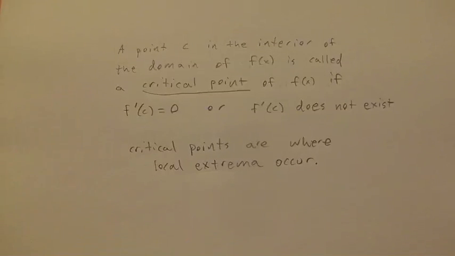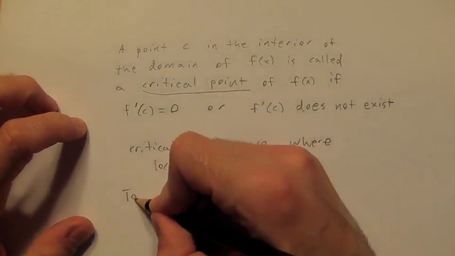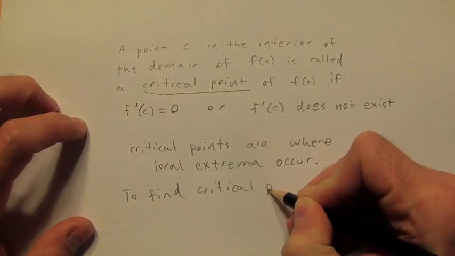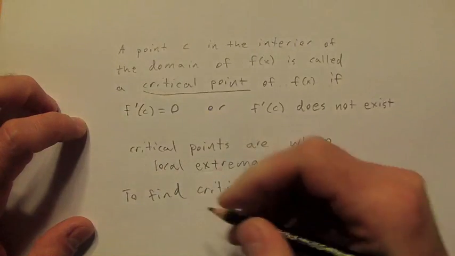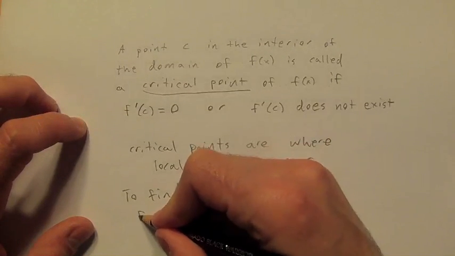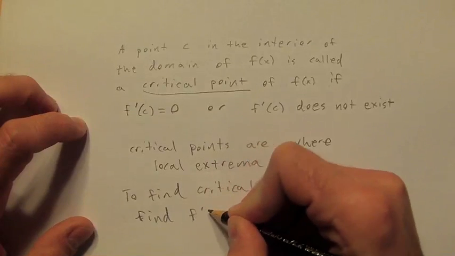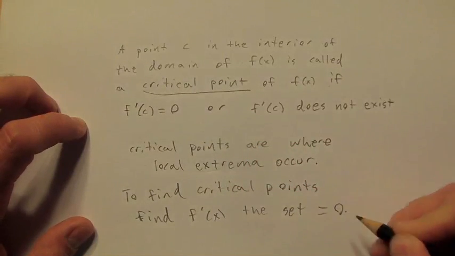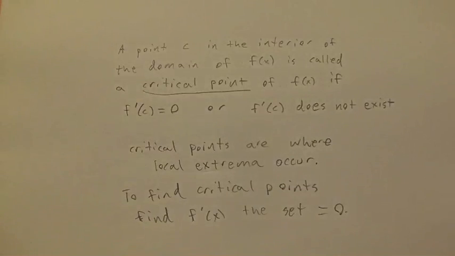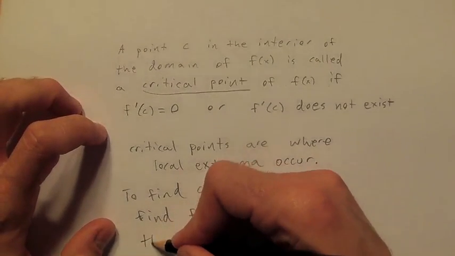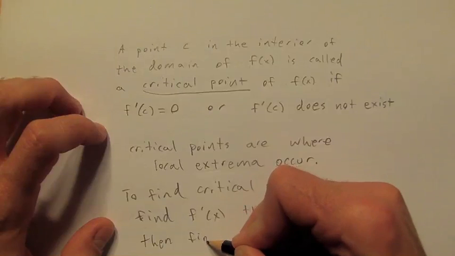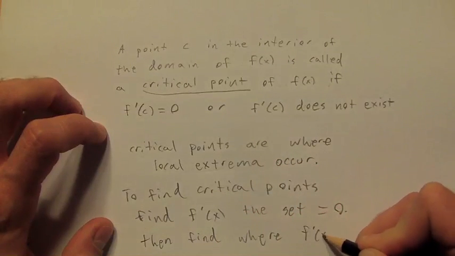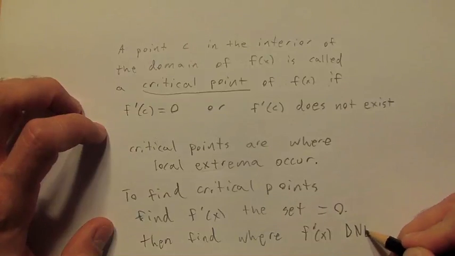But basically, to find critical points, we find f prime of x, then set equal to 0 and solve. Then also find where f prime of x does not exist.